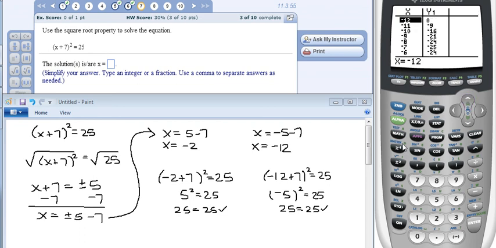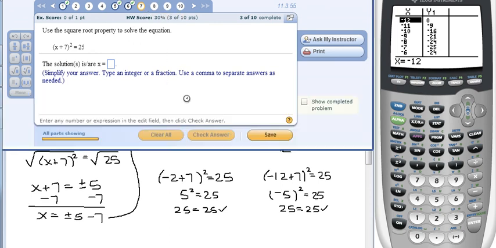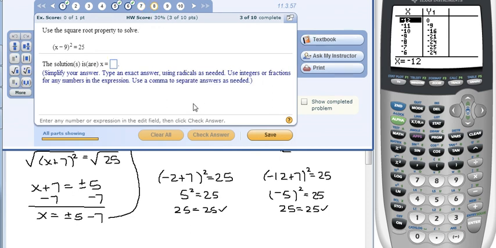Perfect. So when they're nice, easy answers like that, then we can check it pretty easily through the table. Otherwise, we're going to be using that calculation button. All right, that's exactly the same.